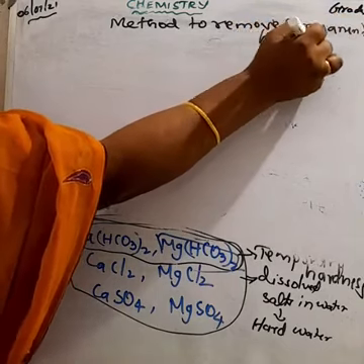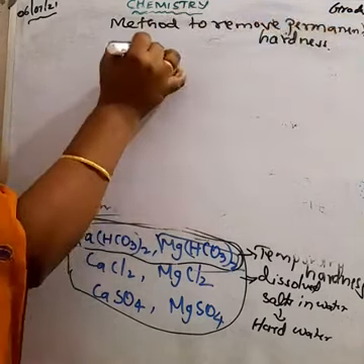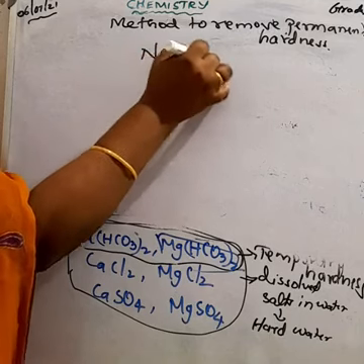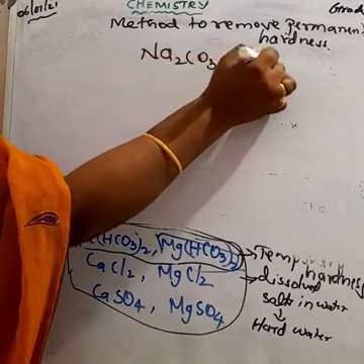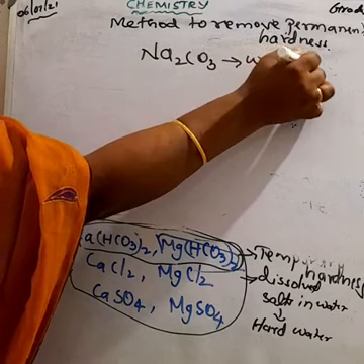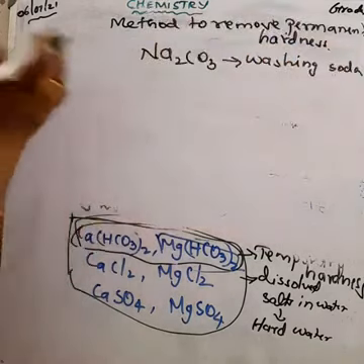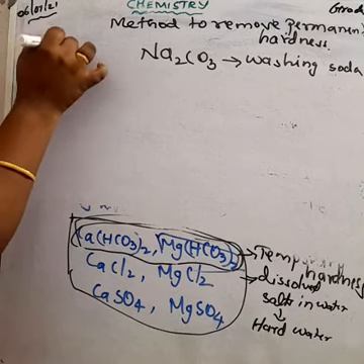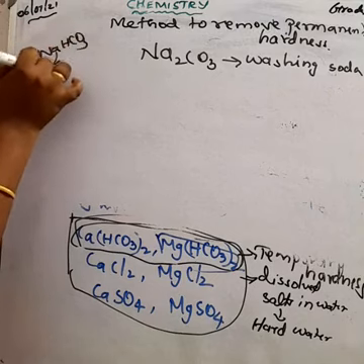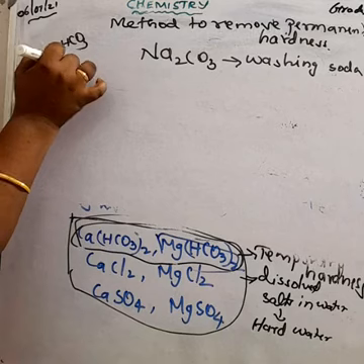Na2CO3. This is the formula for washing soda. Baking soda, that is different. Baking soda's formula is NaHCO3, sodium bicarbonate. This is the baking soda, and Na2CO3 is washing soda.